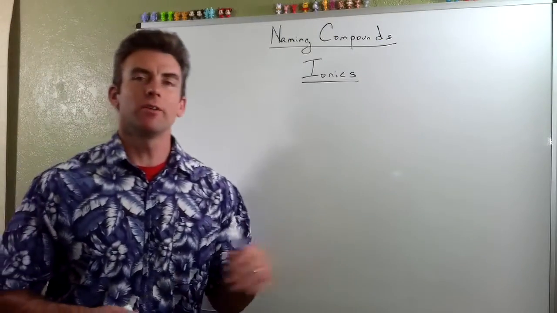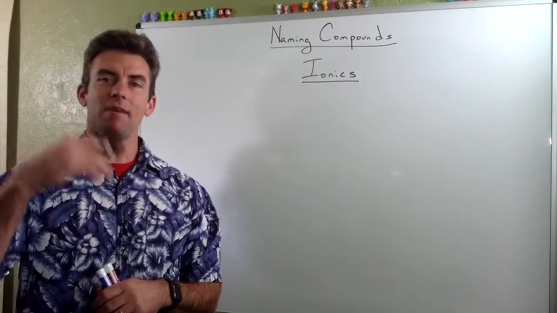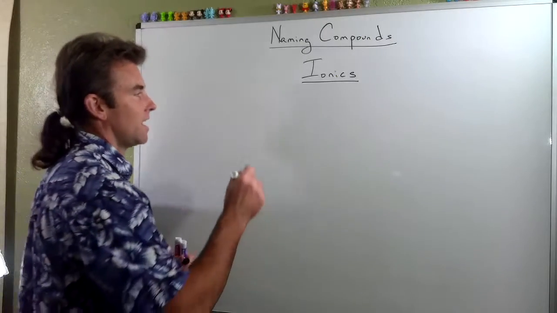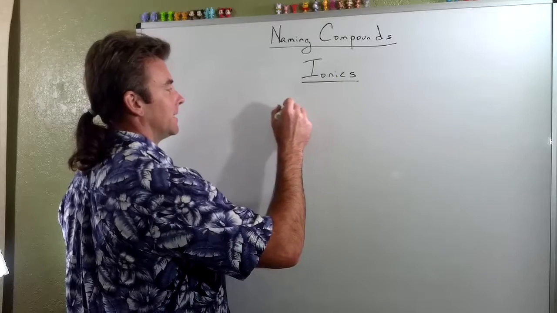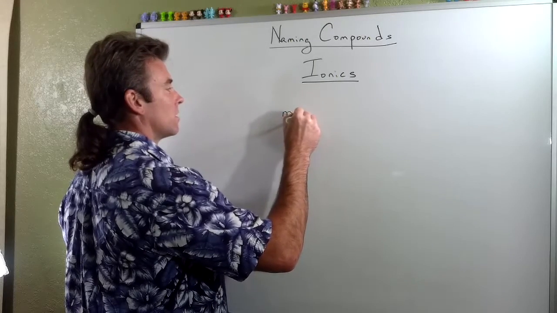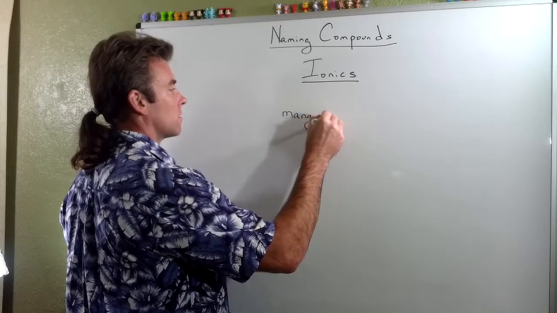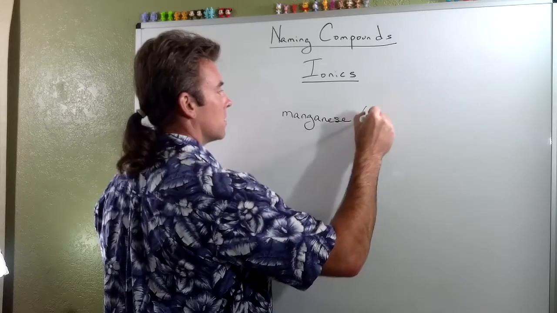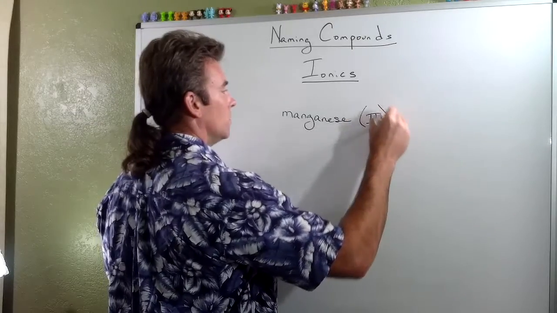So let's see another example, but this time let's take a name and turn it into a formula. Let's say that we have manganese 2 chloride.